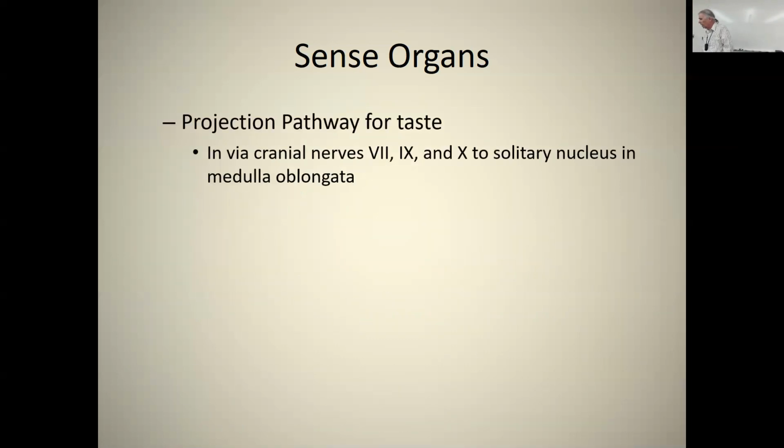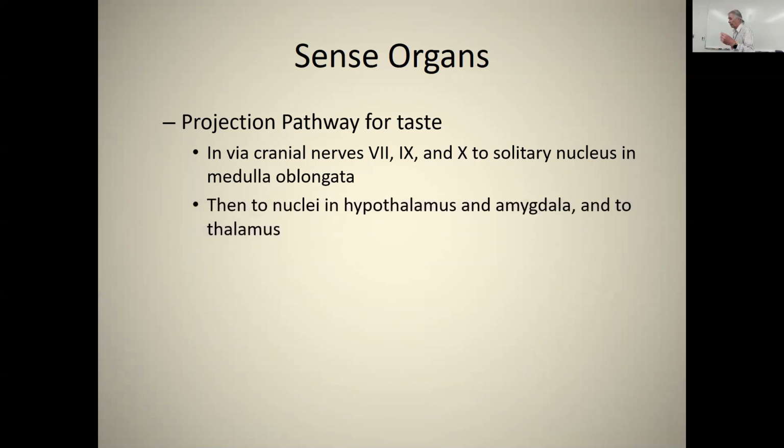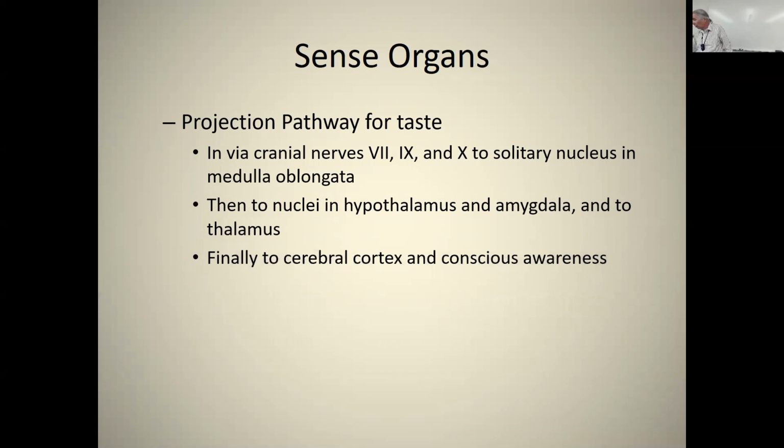Okay, projection pathway for taste. Cranial nerves 7, 9, and 10 go to the solitary nucleus in the medulla oblongata. Then the nuclei in the hypothalamus and amygdala, and onto the thalamus. Finally, to the cerebral cortex and conscious awareness of taste. It goes to the initial area, and then to the association area where you can associate, okay, this is a taste sensation. What is it I'm tasting?